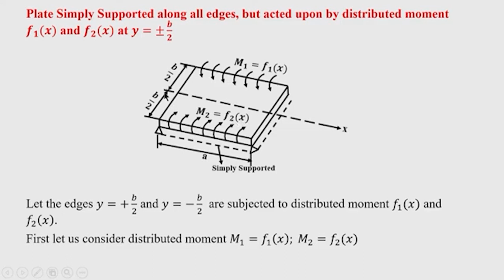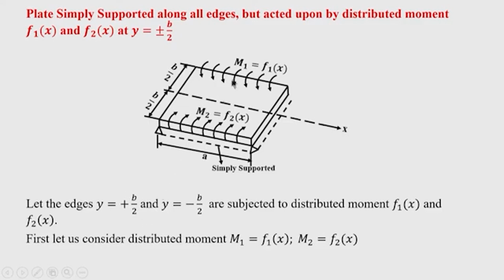But since the axis is considered running through the center of the plate, the edge conditions are defined at plus b by 2 and minus b by 2. If this is the direction of the positive y axis, the upward direction, then the top edge will be at the condition y equal to plus b by 2, and the bottom edge will be at the condition y equal to minus b by 2.